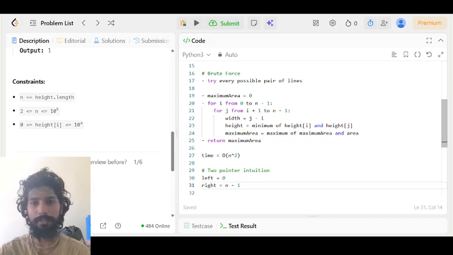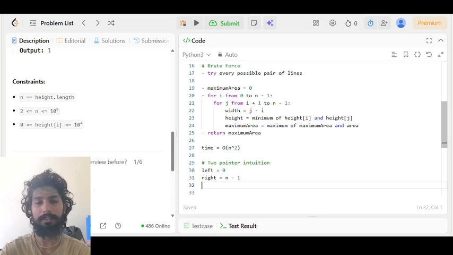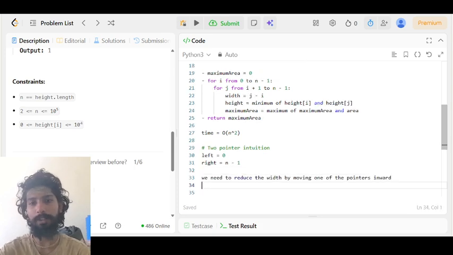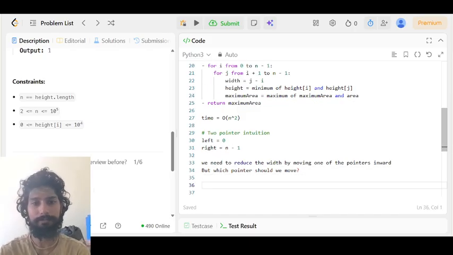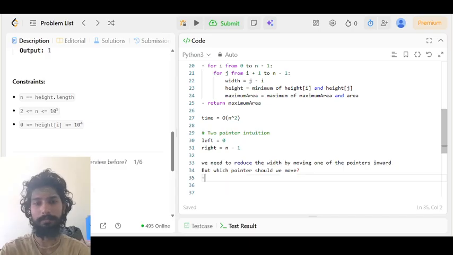So what we need to do is reduce the width by moving one pointer inward. The question is which pointer should we move? This is the most important part of the problem. We always move the pointer pointing to the shorter line. This is the answer.